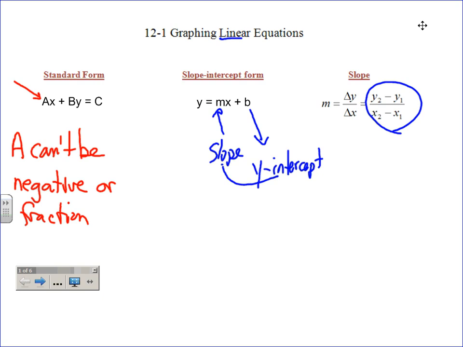So those are some forms that you're going to hear me talk about. I'll say, okay, standard form, slope-intercept form, slope. I'll be using those words. And if you ever forget what they are, just refer back to here. Any questions so far?